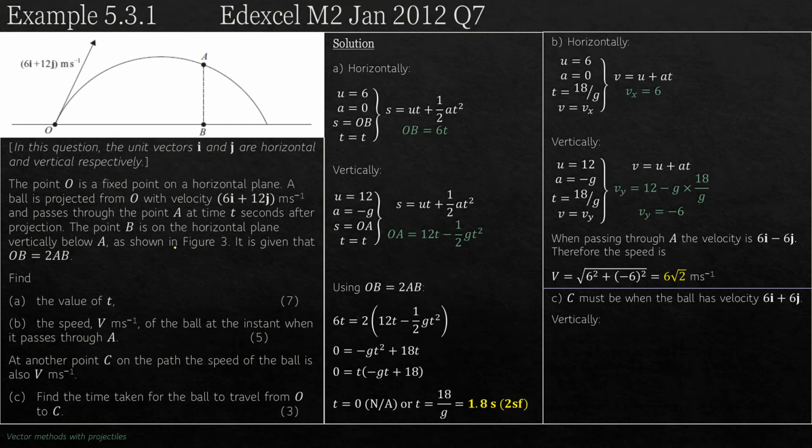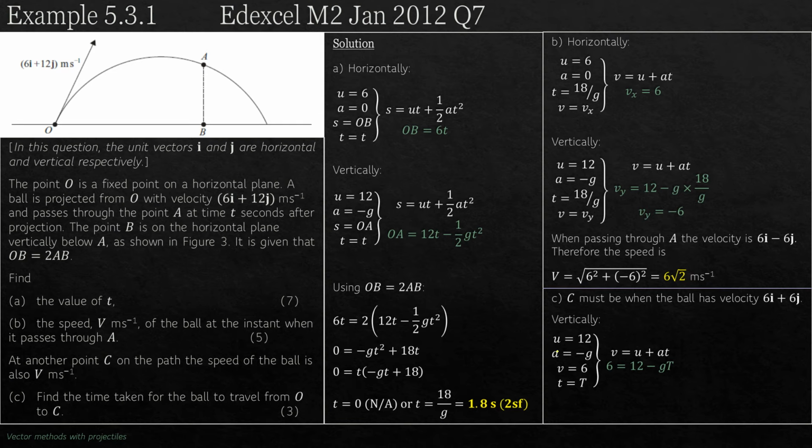We now want to find the time taken for the ball to travel from O to that point. So we want to work vertically here. There's no point working horizontally. We don't have enough information. You can try it if you want to, but you'll find we just don't know enough things to be able to solve it. So working vertically instead, this is now the journey from O to C.